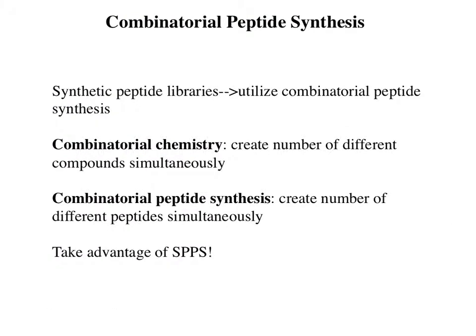In order to make libraries of peptides, you can use combinatorial peptide synthesis. It combines aspects of combinatorial chemistry, which allows one to create a number of different compounds simultaneously. And instead of just making compounds, we're focusing on peptides. So combinatorial peptide synthesis allows one to create a number of different peptides simultaneously, and in order to do this, you take advantage of SPPS.